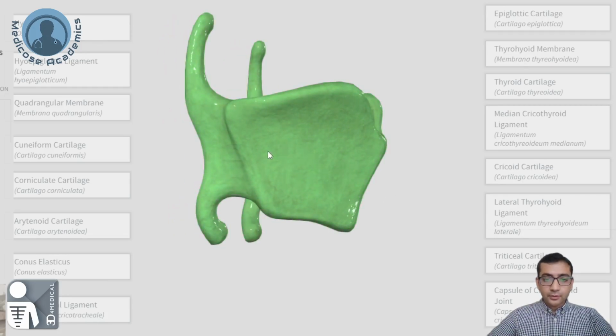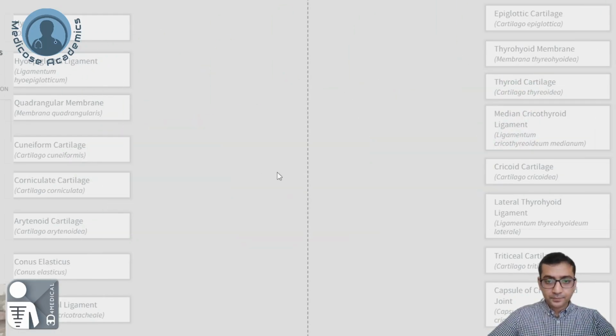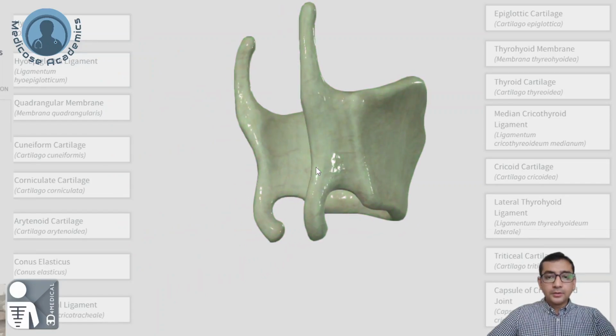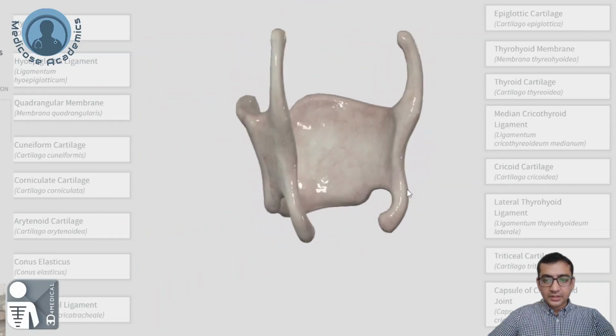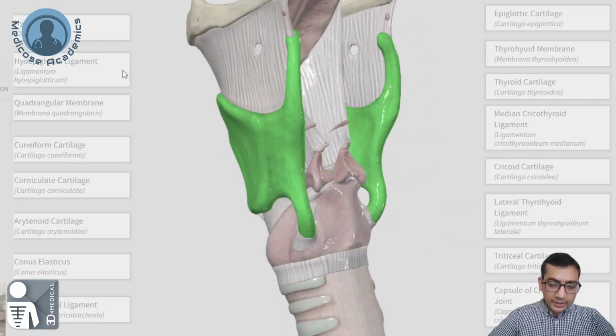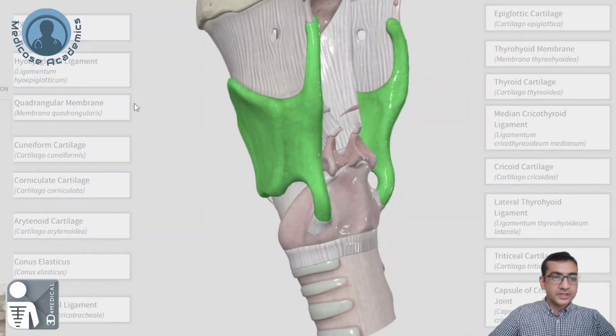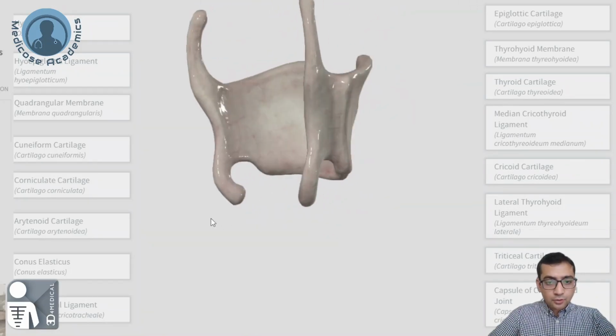The posterior border, if we look at it, consists of two raised areas. The horn that is raised above, the horn that is raised below. These are known as superior and inferior horns respectively. And then if we look at it, the inferior horns are the ones that are responsible for making the joint with the cricoid cartilage. These will have an articular facet on the interior aspect. These will be responsible for making a joint with the cricoid cartilage, the cricothyroid joint.